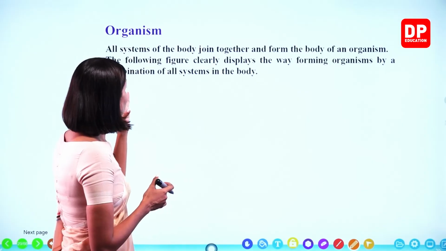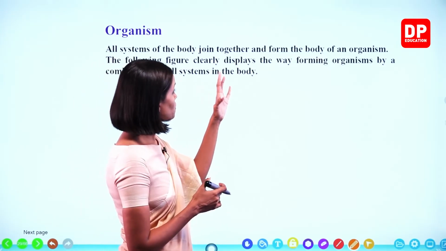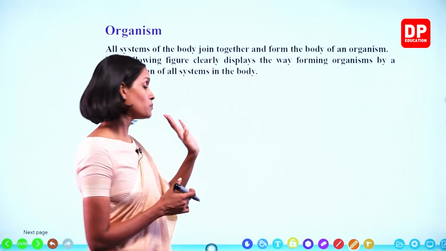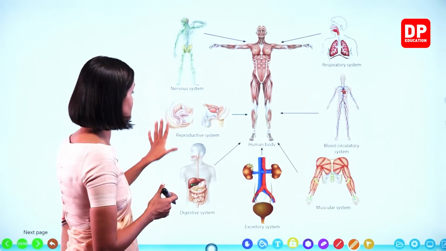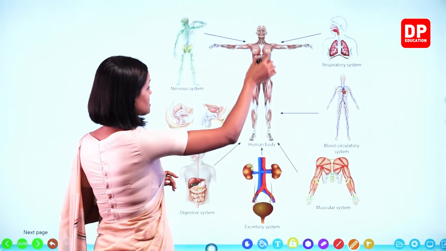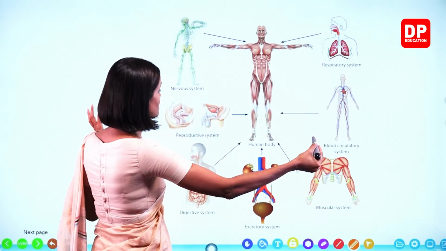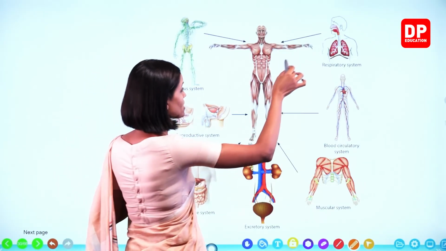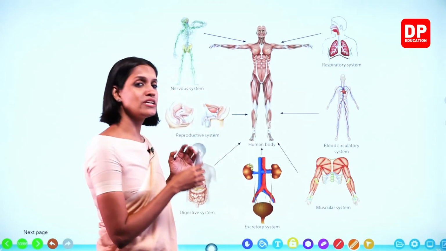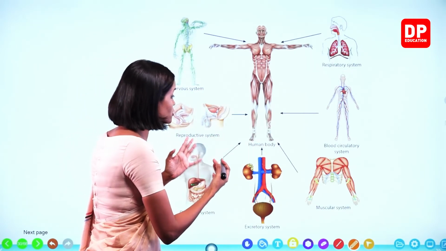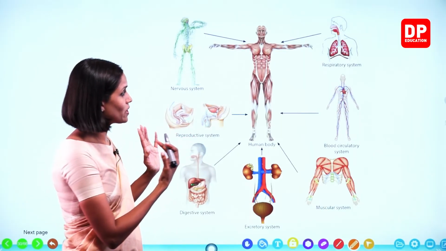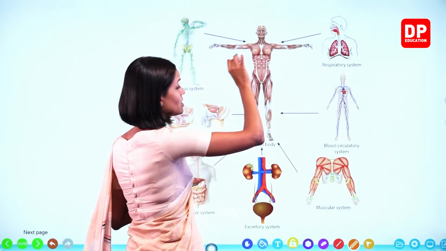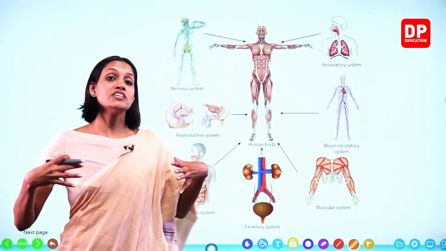The following figure clearly displays the way organisms are formed by a combination of all systems in the body. Let's see. Look at this diagram. This is a human body. You all can see how it is formed by combining different systems. Look at this one, the respiratory system. Now each system has a specific function or functions. We all know that now, right? So the respiratory system is present in the thoracic cavity or the chest cavity.